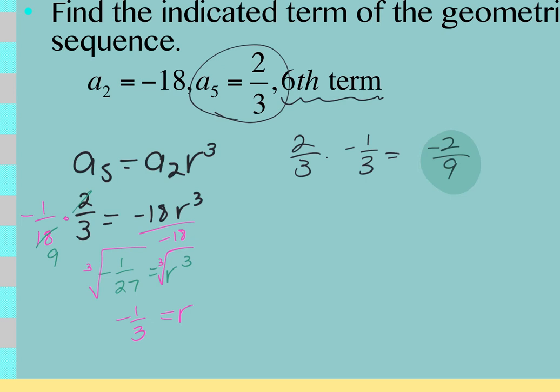Let's say it wasn't that close and you needed the equation. Then you can literally use either term. If I wanted to go from A5 to A6, I could say A6 equals A5 R to the first. If I wanted to use A2 and A6, I would do A6 equals A2 times R to the fourth. You could get any terms you want once you figure out what R is. Like you wouldn't need to find A1.